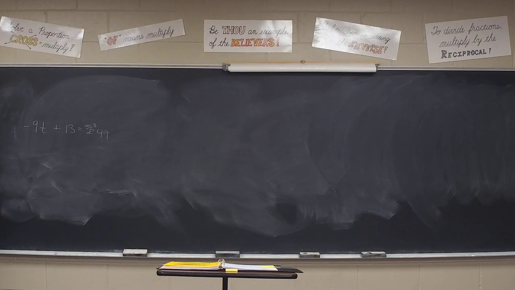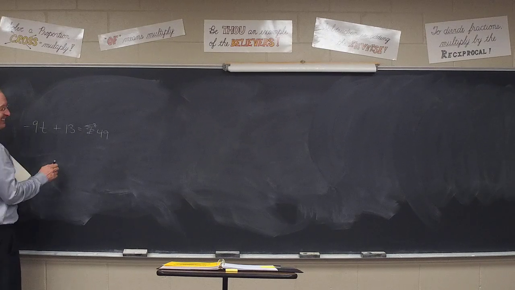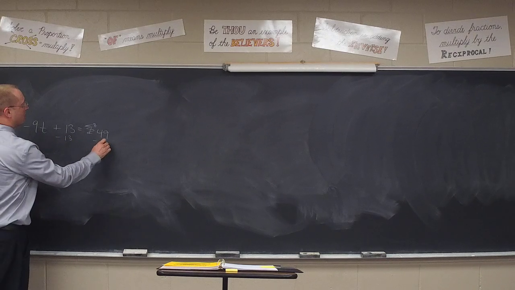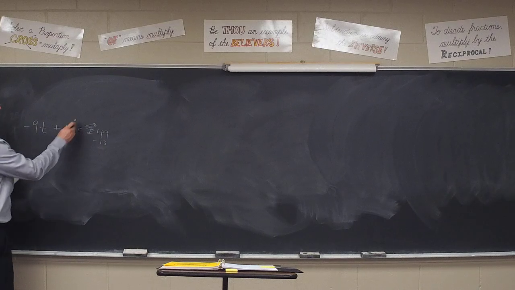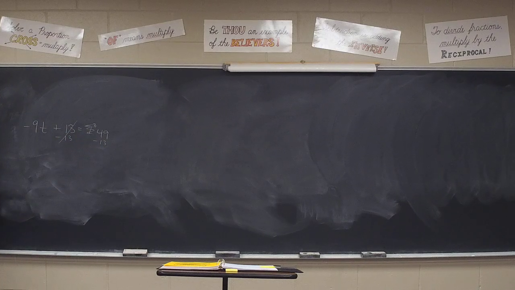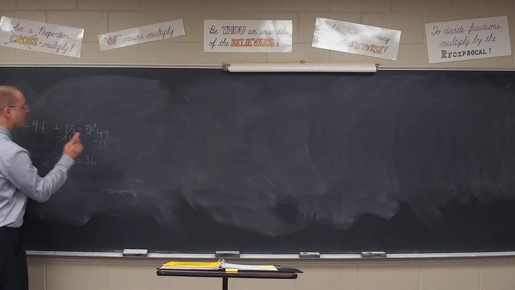Then what, Bryce? He's Bryson. You're Griffin. Griffin. Subtract negative 13 from positive 13 and do it to the other side. Good. And technically, we're not subtracting negative 13. Does that mean the same as adding a positive 13? But put a negative 13 on both sides. I got what you meant. That gives us a negative 9t equals 36. And then what do we have to do?